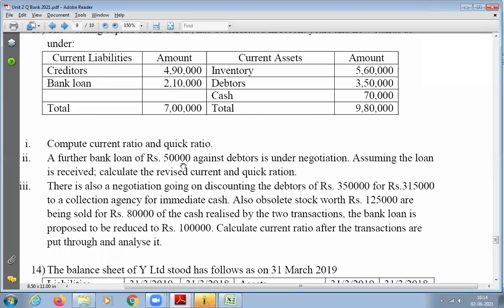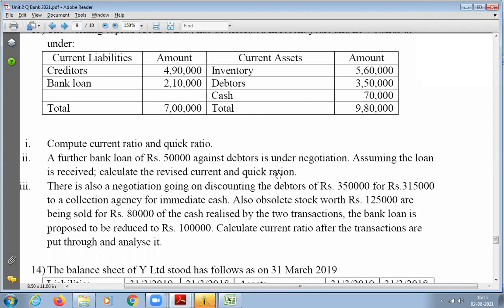And what about the current asset? Will cash increase or will it be the same? Cash will increase, sir. Why? Sir, we took a loan. Yeah. Whenever I take a loan, I will receive the cash. Immediately when I apply for a loan, I will get the cash. So cash will increase by 50,000. So current asset is also increasing by 50,000 and current liability is also increasing by 50,000. Then you calculate the revised current ratio and revised quick ratio.